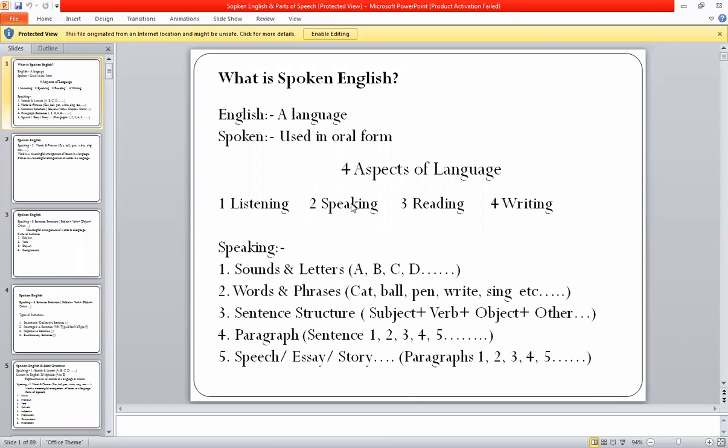त्यानंतर आपण काय करतो, स्पीकिंग. We try to speak, we try to imitate, or we try to copy our father and mother. Okay, we try to copy our parents. So that's why listening is the very first aspect. Then there comes the speaking. Okay, so speaking comes next to the listening.